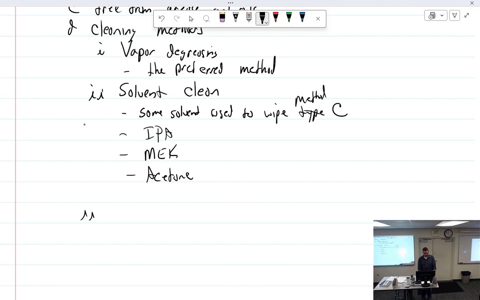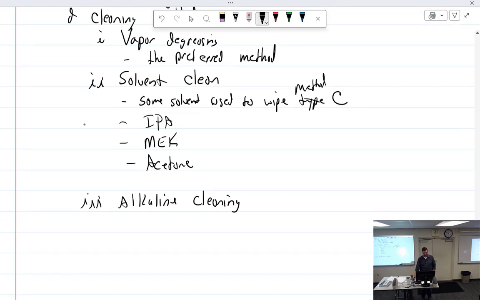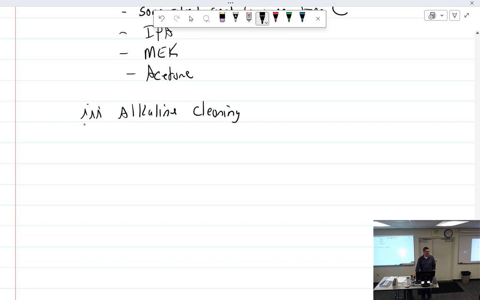So solvent, what else do I got here? Alkaline. I can't even think of an example of what an alkaline cleaning would be. Put it on the batteries or something. Yeah, just drain your battery out on it or something. So because we're in California, this one really applies: water detergent cleaning. So what does that mean?